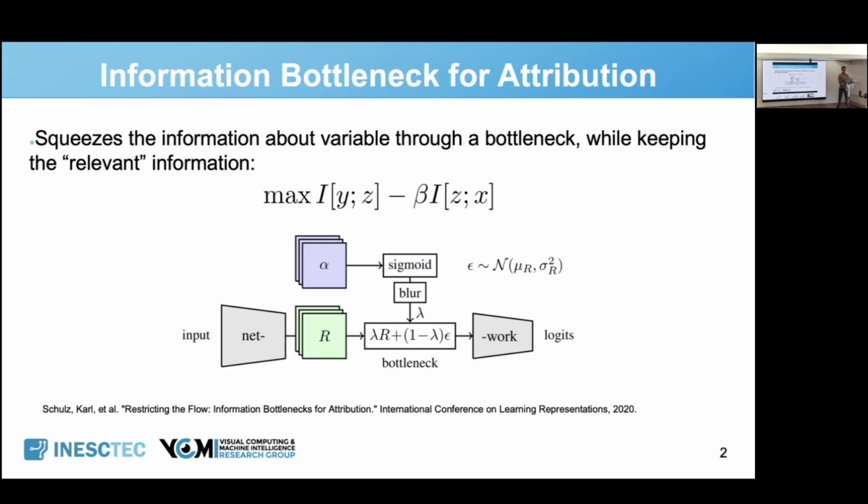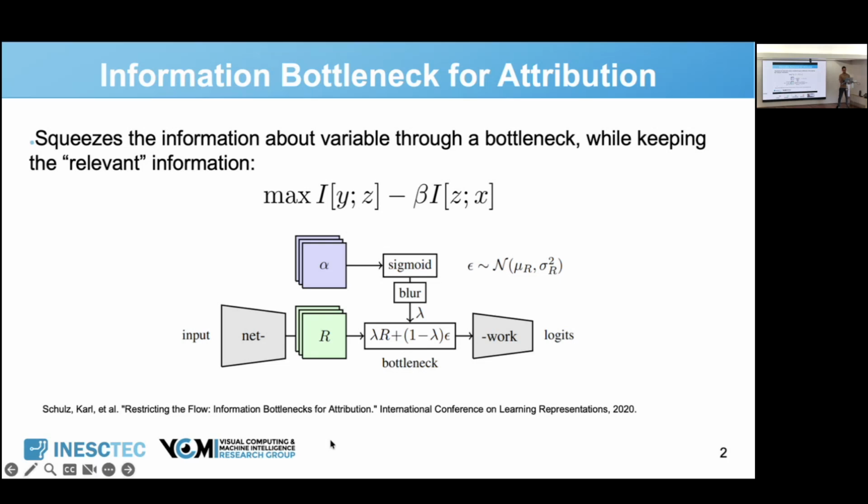where they pick a convolutional neural network. It only works on CNNs. And they put this kind of bottleneck within one of the activation maps. And the idea here is to learn a parameter lambda that removes information from the activation map, but you want to preserve the original prediction of your network.